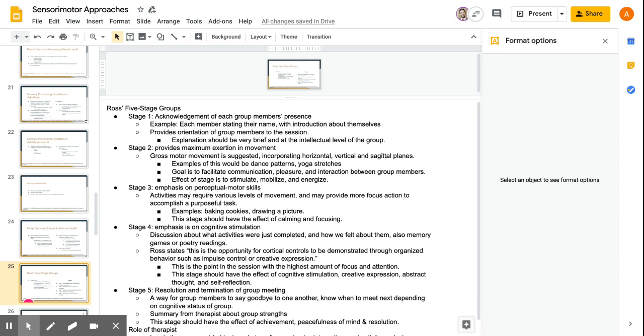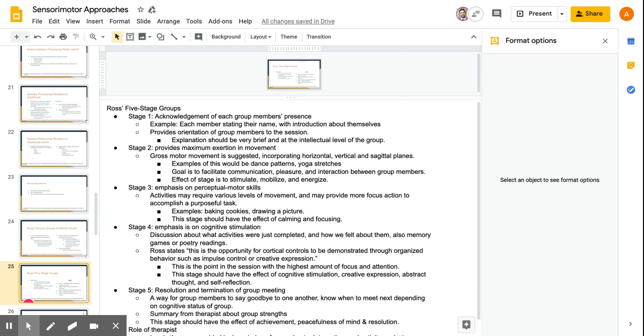Ross states, this is the opportunity for cortical controls to be demonstrated through organized behavior, such as impulse control or creative expression. This is the point in the session with the highest amount of focus and attention. This stage should have the effect of cognitive stimulation, creative expression, abstract thought, and self-reflection.